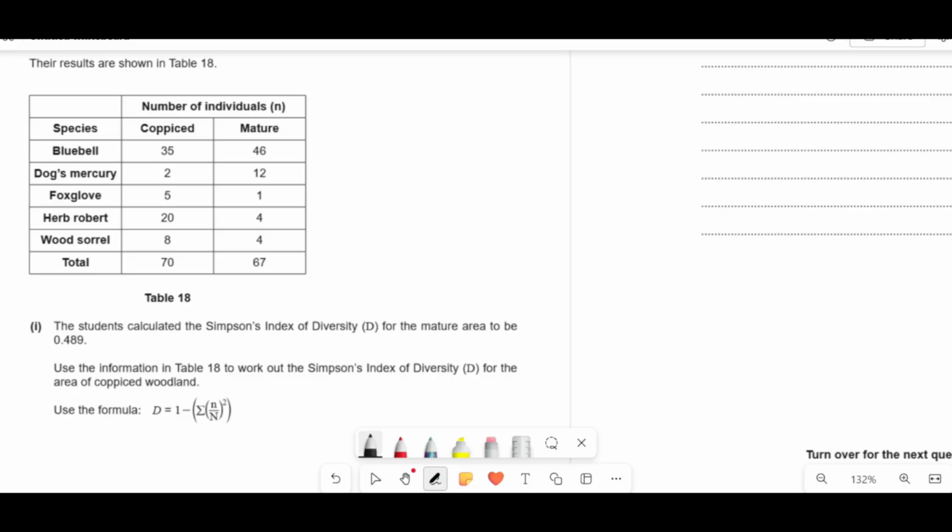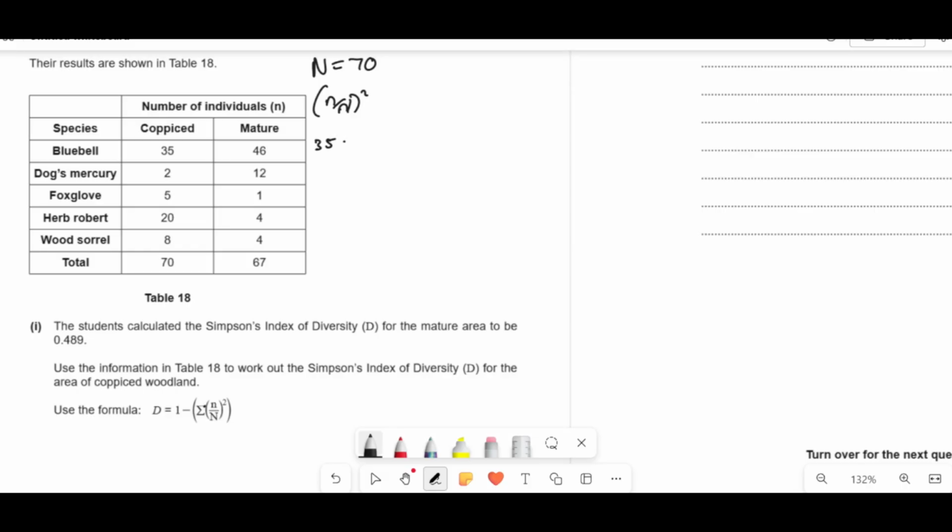So what we need to do is use this formula, which is the sum of, sigma means sum of, n over N all squared. So we need to get every single n divided by big N, square it, and then add them all up. So we need to figure out what big N is. Big N is the number of all individuals of all species, right? In this sense, our big N in the coppiced area is 70. So we're going to put a separate column for n over N squared, like this, and then work them all out.